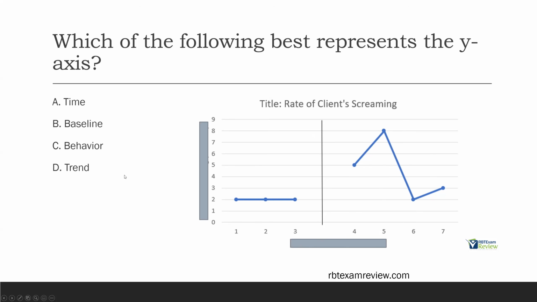Don't panic around graphing questions. They're very easy, they're very straightforward. This one is just asking, hey, what represents the y-axis? So if we look at our graph, you can see the axis titles are blurred out. So we just start to think, what do we put on the y-axis? What goes on the y-axis? Does time go on the y-axis?